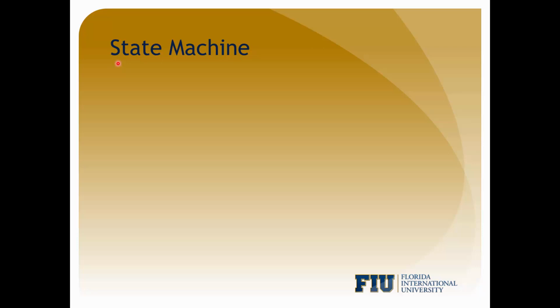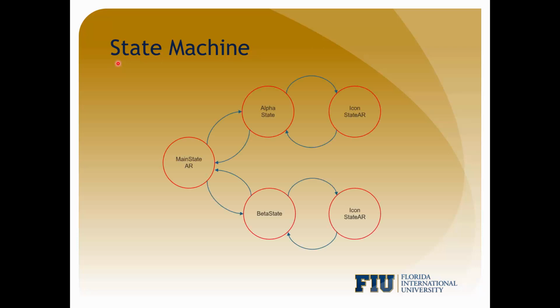So this is the state machine we use for our application. We have our main state, which is when the application starts. Then we can go either to alpha state or beta state. These two states represent the two points that can be chosen in the application. So far we have implemented only one point, although we have already implemented the beta state in the code.